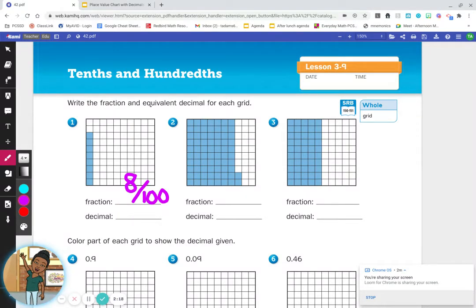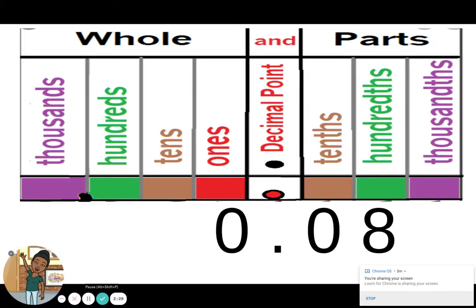Here comes the part for our new information. How can we write this as a decimal? How can we write 8 100ths as a decimal? It's going to help to use our decimal place value chart. I know you have this from your notes. 8 hundredths. I use my place value chart to find my hundredths, and that's where I put my 8. I only have 8 hundredths. I have 8 of the 100 squares. To write that as a decimal is 0.08.